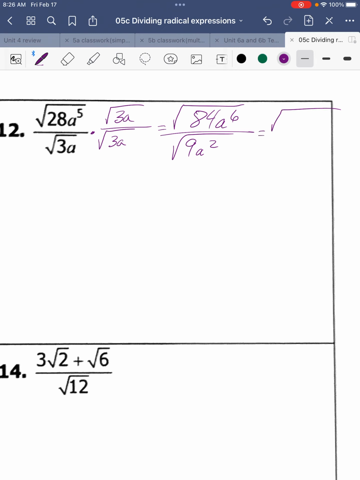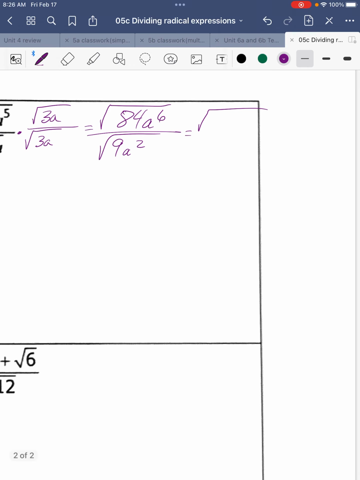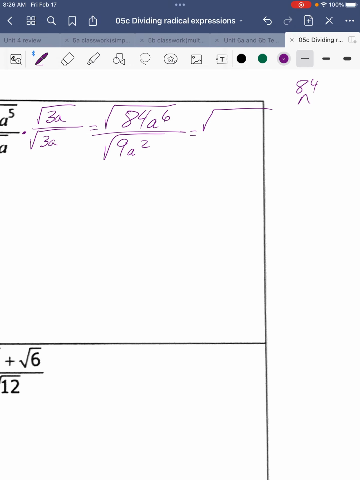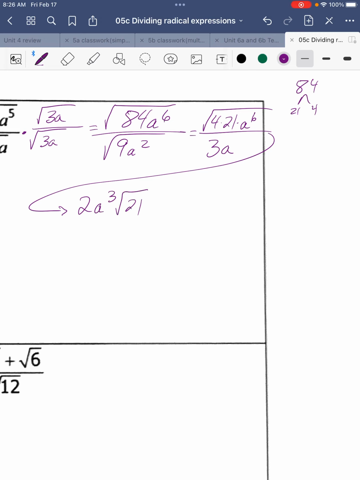84 can be reduced into, let's see, I'm going to do this off to the side, that's 21 and 4, so 4 times 21, and the a to the 6 can be reduced down, that'll be great. And then the square root of 9 is 3, the square root of a squared is a. Let's carry this down. The square root of 4 is 2, a to the 6, the square root of a to the 6 is a to the third, square root of 21 over 3a.